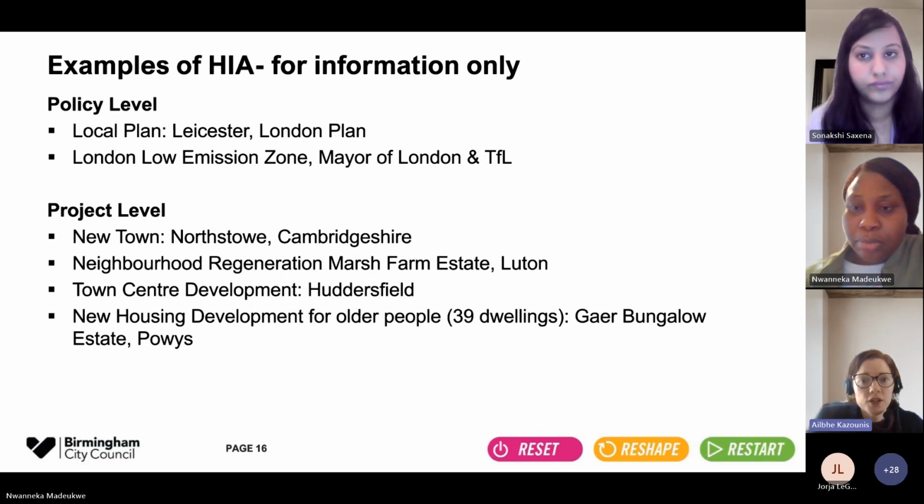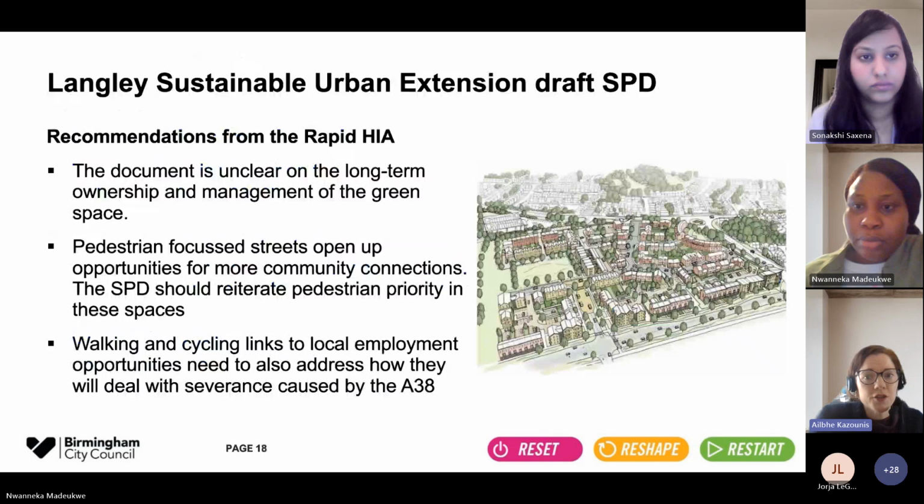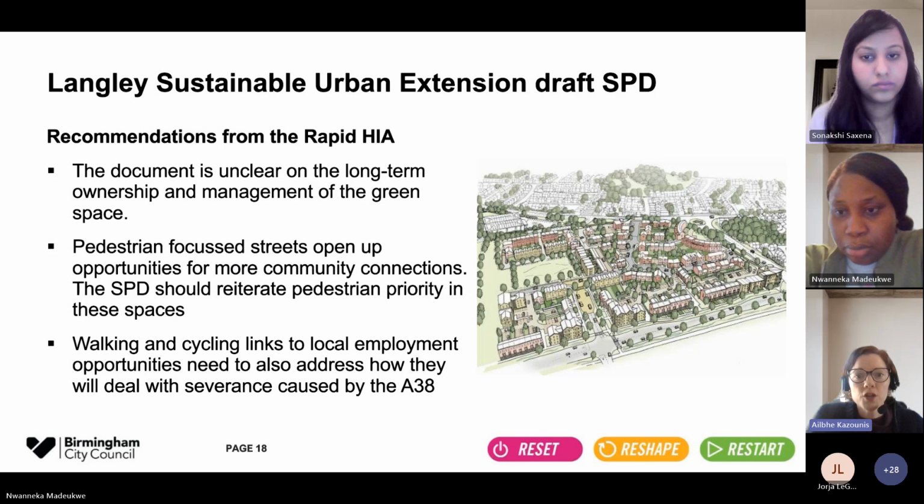And finally, we'll look at one example from Birmingham. The Langley Sustainable Urban Extension is a development of approximately 6,000 homes. A supplementary planning document was produced for this development and a HIA was conducted on this draft SPD. The aim was to show how the Langley SPD addresses health and well-being and identify sections where it could be strengthened.